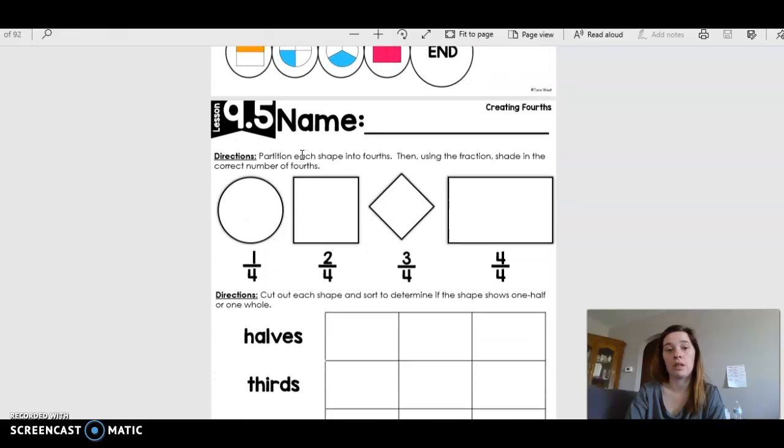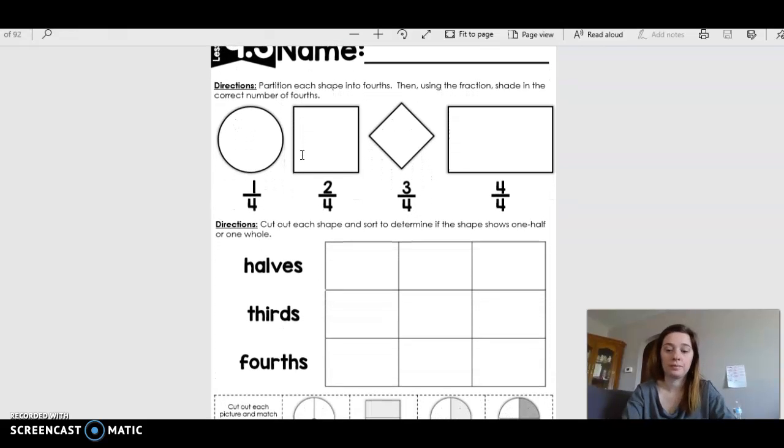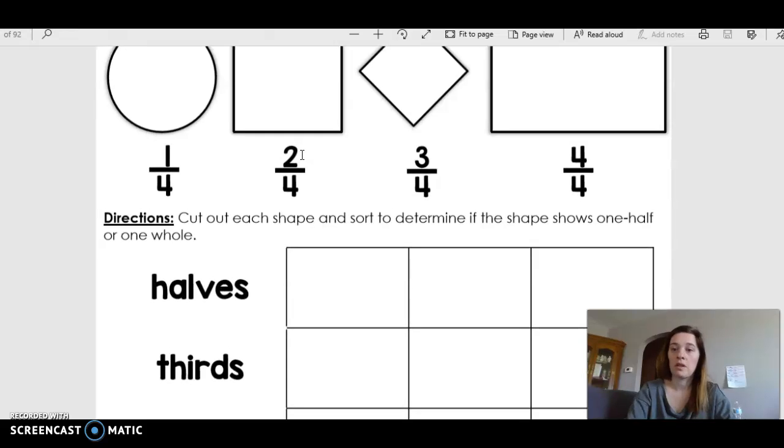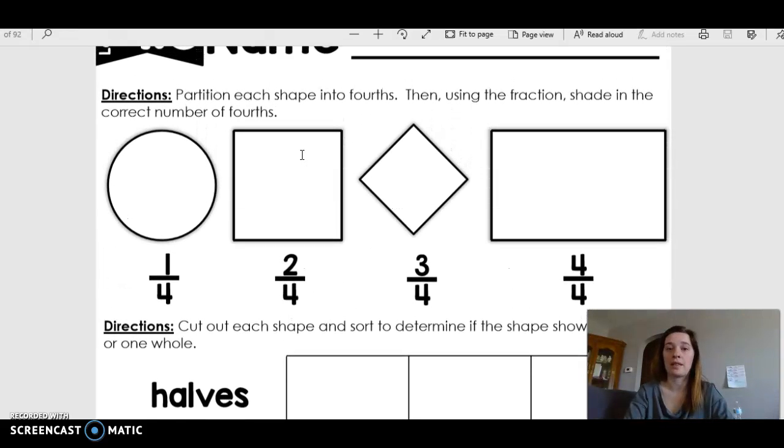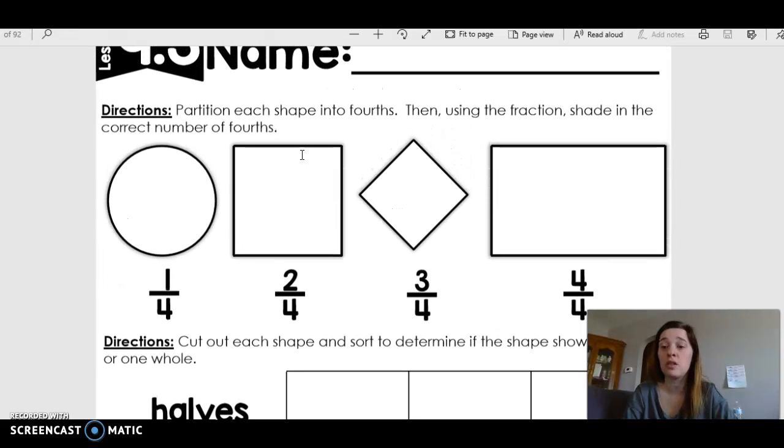Sorry, I'm scrolling through here to get to your worksheet. So here's your worksheet page, your practice page that you will do. You're going to partition. Remember, we're cutting images. We're splitting them into fourths. So first thing, cut all these into 4 equal parts. Then you're going to use this fraction down here to shade in the correct number of fourths. 1/4, 2/4, 3/4, 4/4.